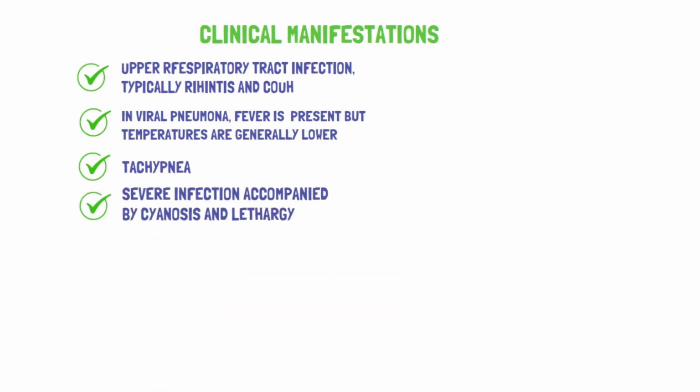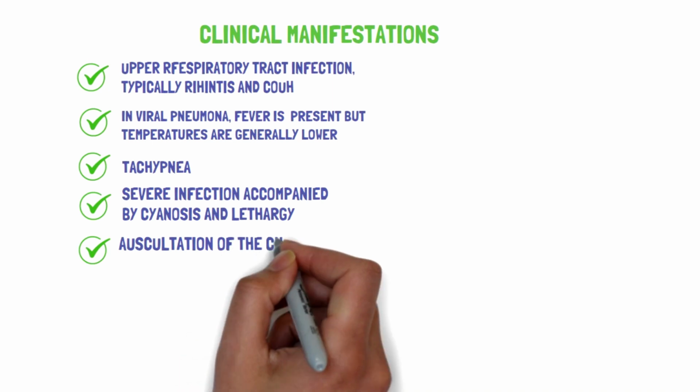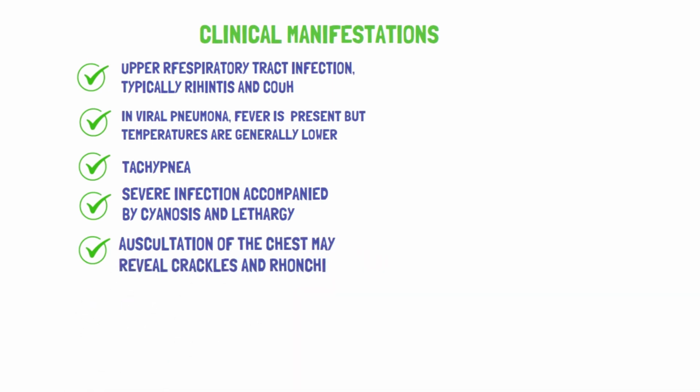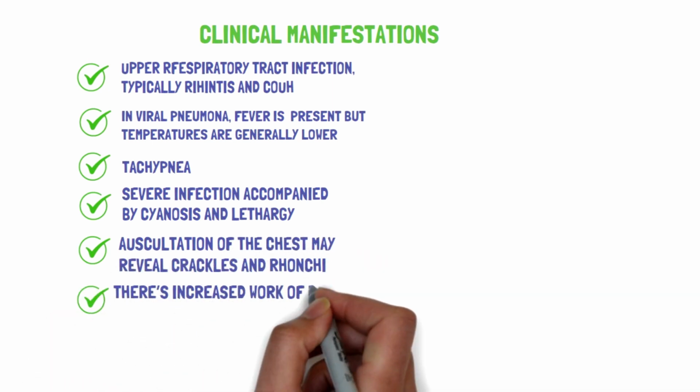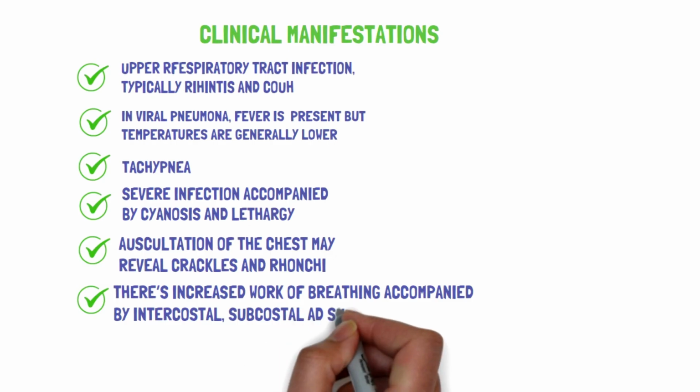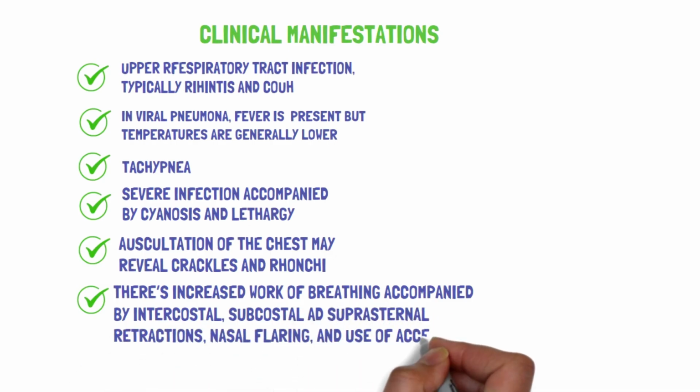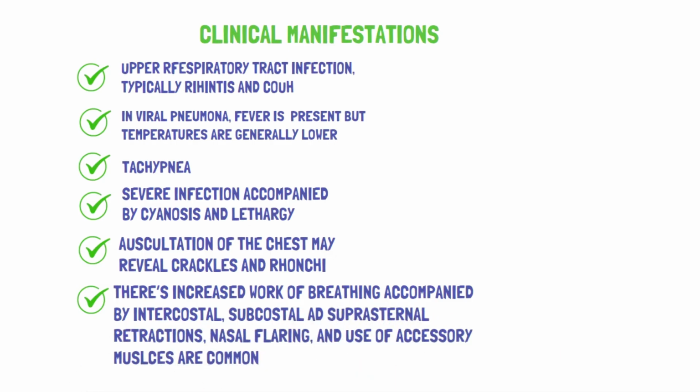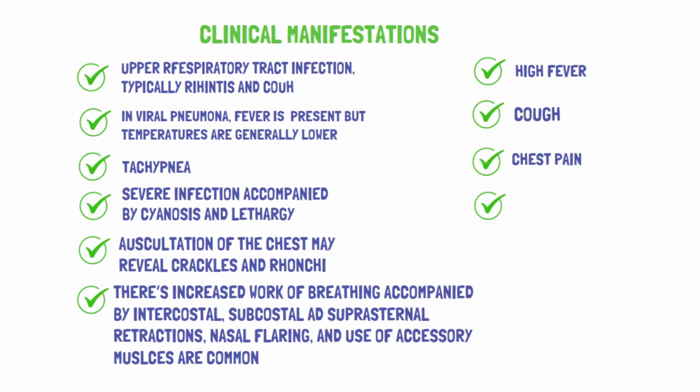The auscultation of the chest may reveal crackles and rhonchi. There is increased work of breathing that's accompanied by intercostal, subcostal, and suprasternal retractions. Nasal flaring and use of accessory muscles are common. High fever may be present, cough, chest pain, diminished breath sounds, and dullness on percussion.